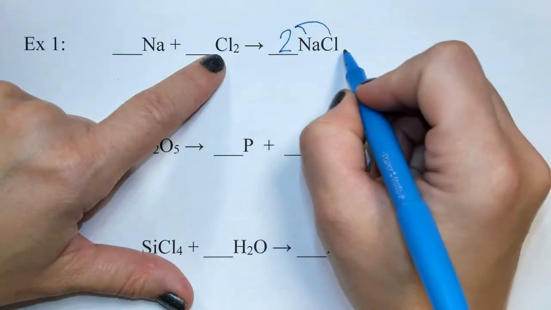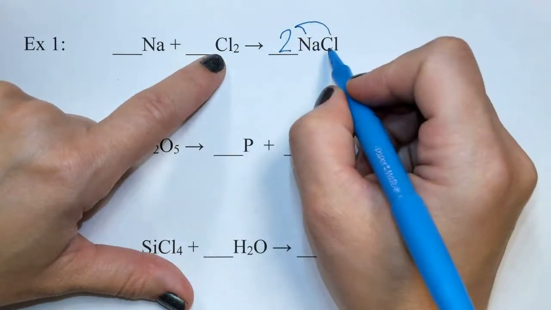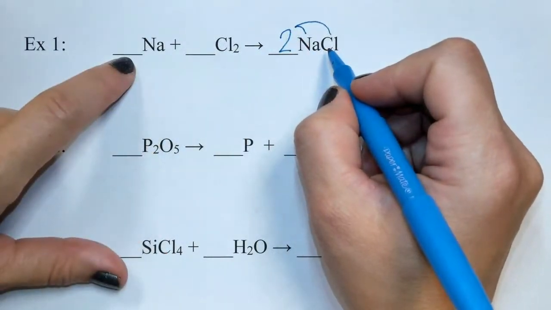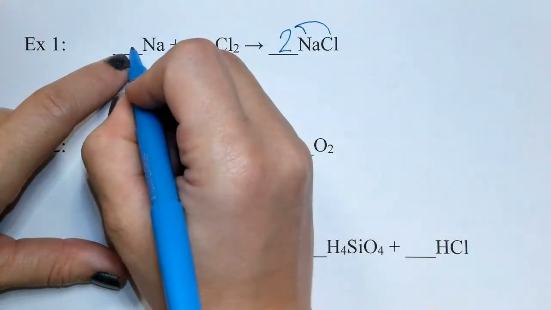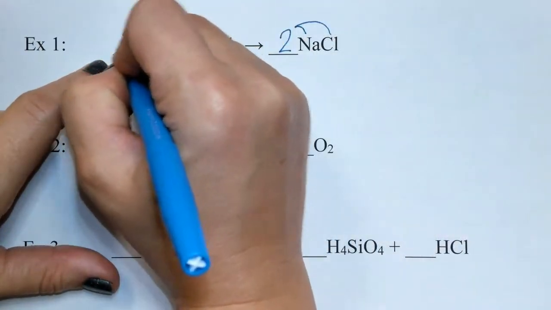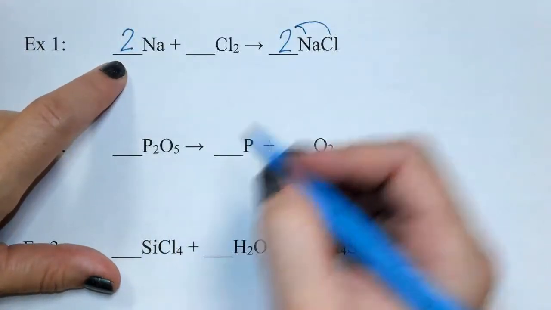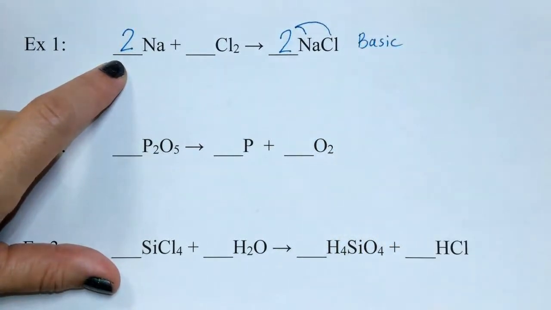So at the moment I have 1 times 2 is 2 chlorine, that is balanced. But I need to go back and fix my sodium because this 2 modified the sodium. I have 1 sodium on the left, 2 sodiums on the right, so to fix that I'll place a coefficient of 2 on the left. So this would be considered a basic balancing.